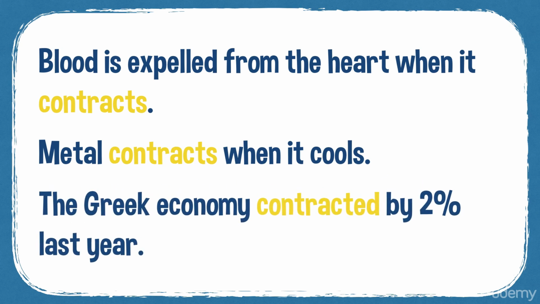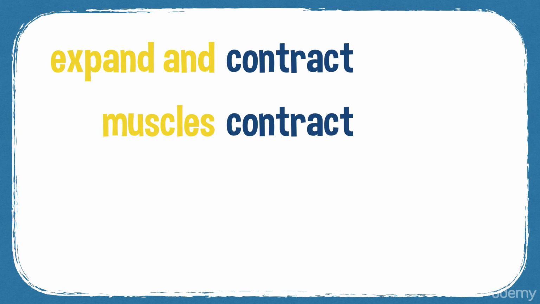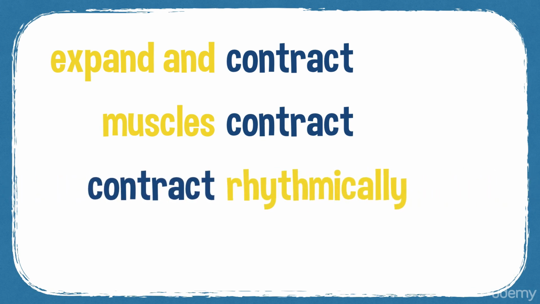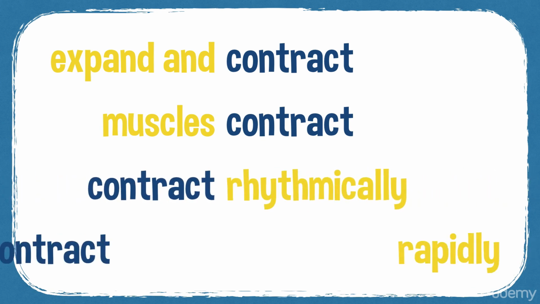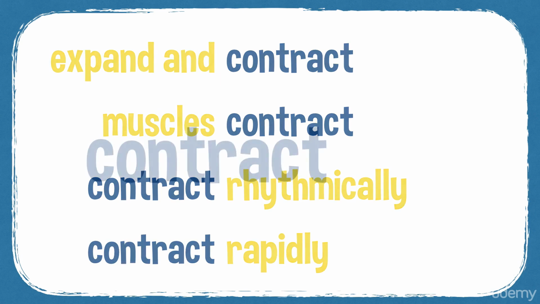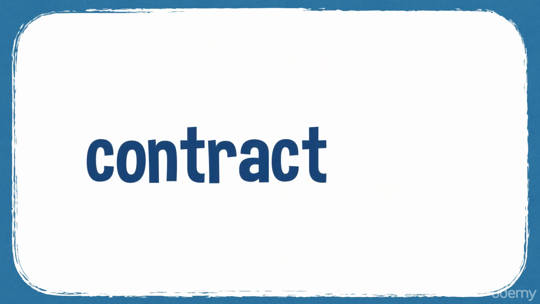And here's a more general use of the word. The Greek economy contracted by 2% last year. So it basically means things get smaller. Expand and contract go together. Often muscles contract. Things can contract rhythmically or rapidly. And the different forms of the word: contracts, contracting, contracted. And contraction is the process. It's a noun.